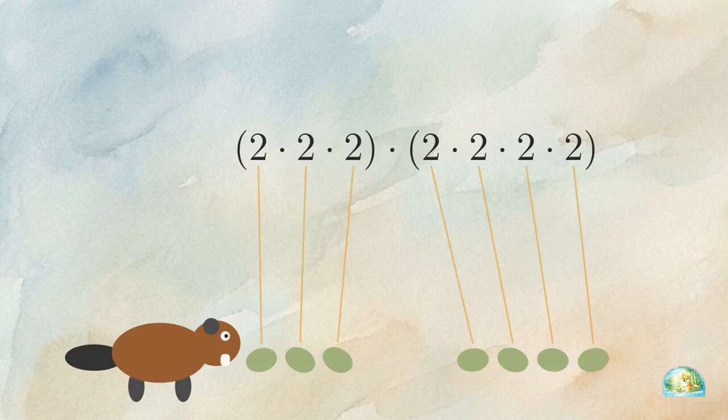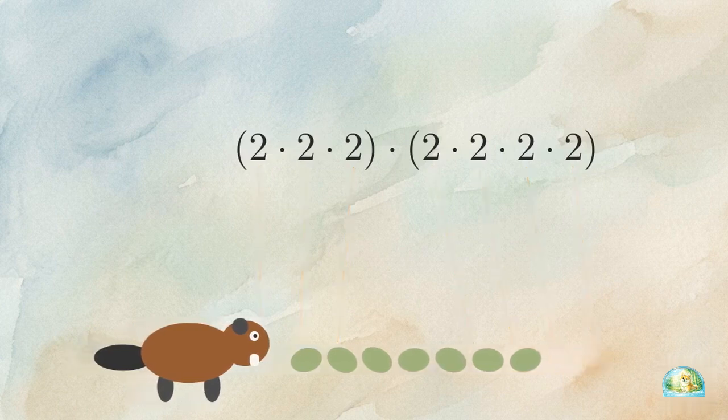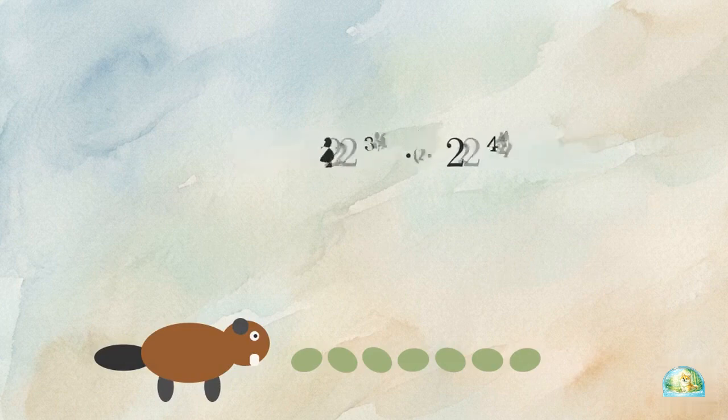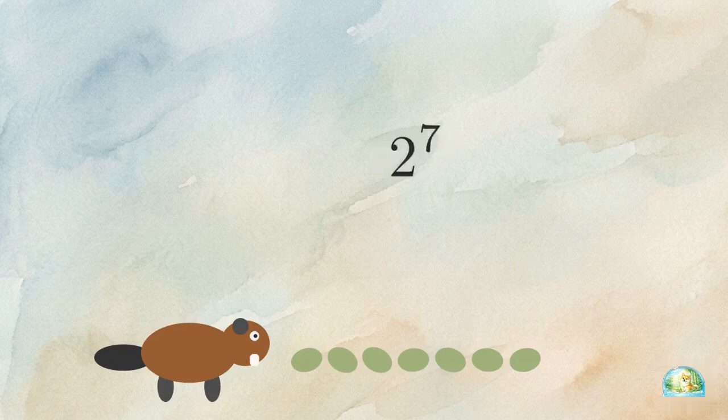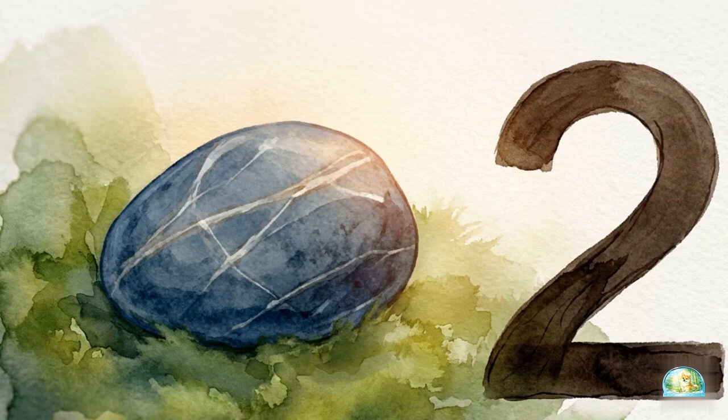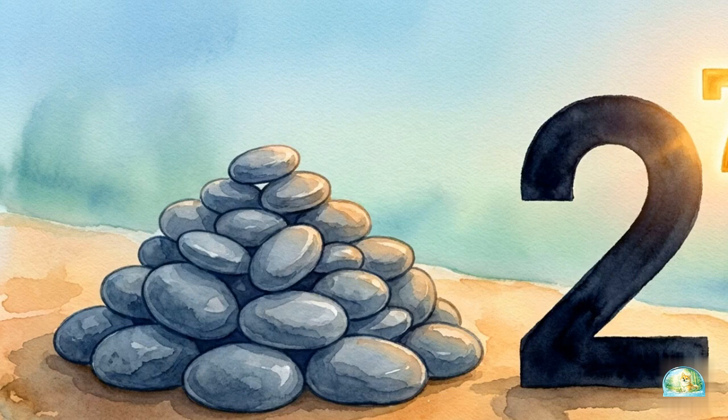To find the total quickly without counting one by one, we use the product rule. When multiplying powers with the same base, simply add the exponents. 3 plus 4 gives us a new total of 2 to the 7th power. Notice that the base number, 2, never changes during this operation. It represents the physical pebble being counted, so we only adjust the exponent to reflect the new total.